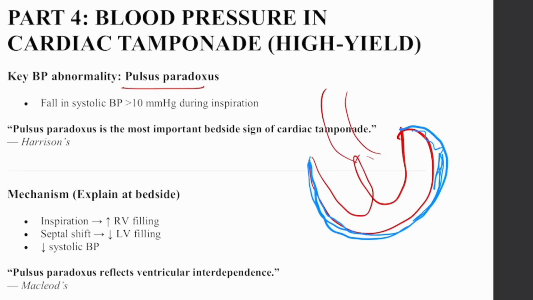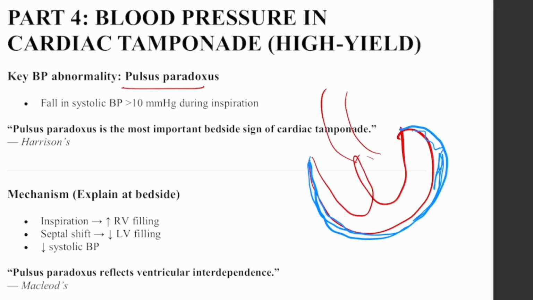So what is pulsus paradoxus? There is actually nothing paradoxical about it. It is an exacerbation of what is happening normally. During inspiration, the blood pressure comes down. If it is more than 10 millimeters of mercury, it is called pulsus paradoxus.